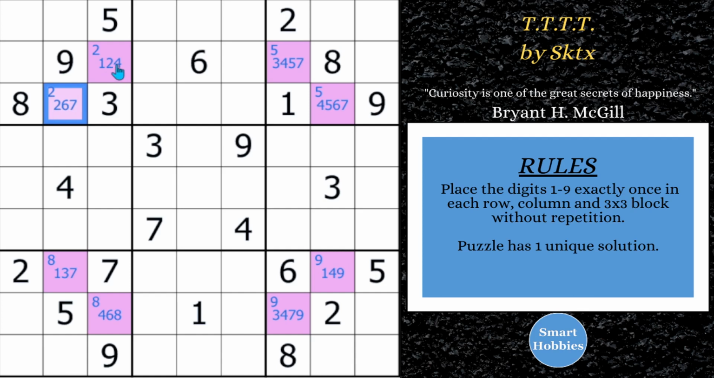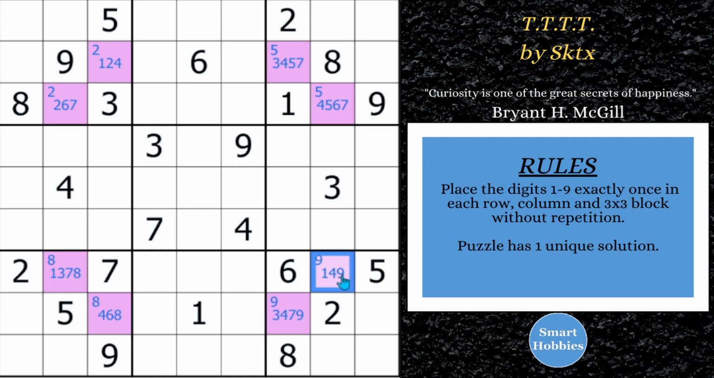Then a weak link to this 4 because there's more than one 4 in this cell. Strong link to this 4 because there's only 2 4s in column 3. Weak link to this 8. Strong link to this 8. It would help if I put the 8 in there. Weak link to this 1. Strong link to this 1. Remember, there's only 2 1s across the way.